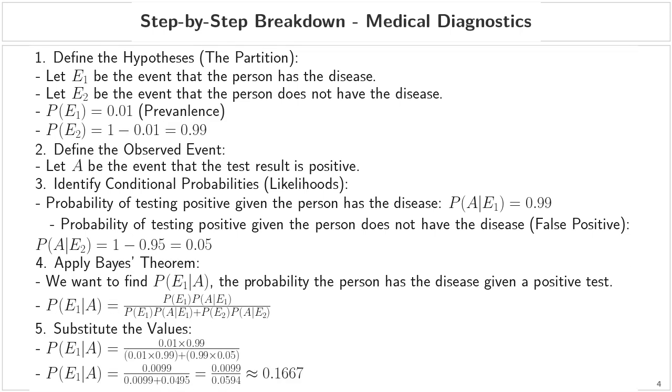Finally, let's substitute our values into the formula to get the result. In the numerator, we multiply 0.01 by 0.99, which gives us 0.0099. In the denominator, we take that same 0.0099 and add it to the probability of a false positive, which is 0.99 multiplied by 0.05, resulting in 0.0495. When we add those together, we get 0.0594. Dividing 0.0099 by 0.0594, we get approximately 0.1667.